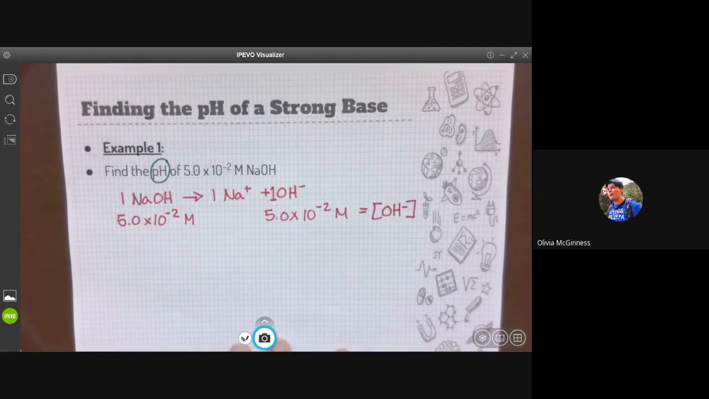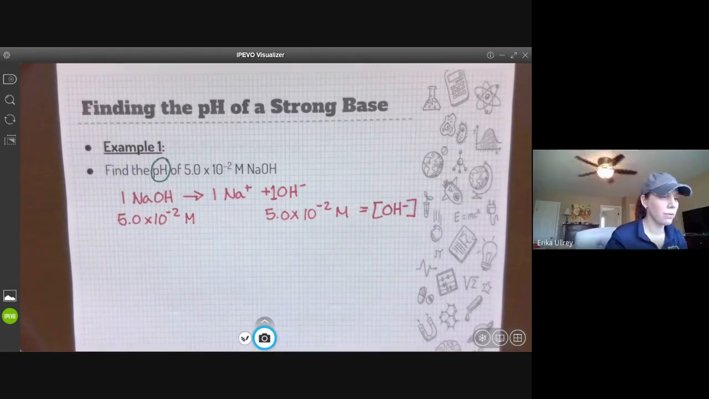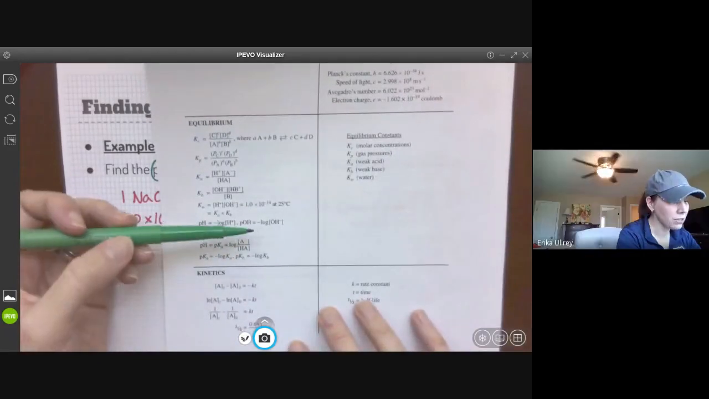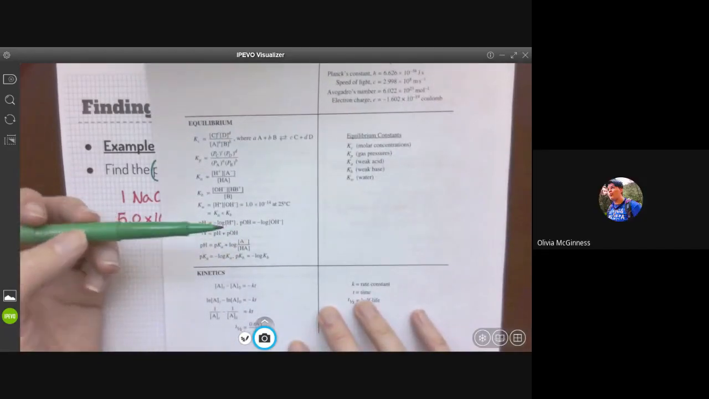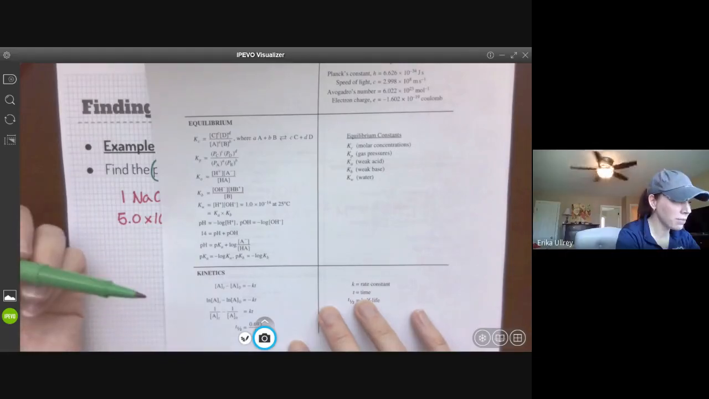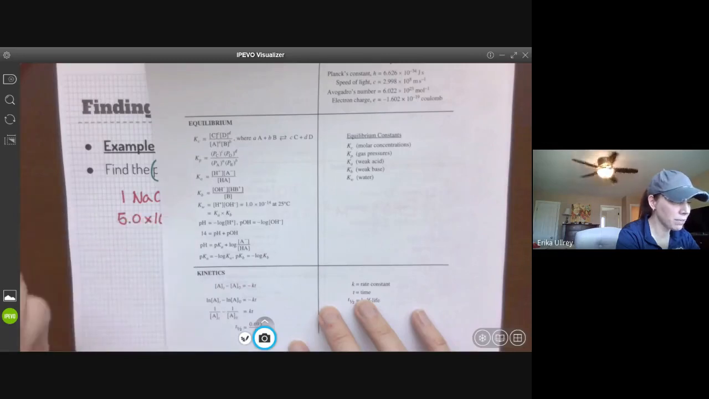Convert it to the OH, right? Yep. To the H concentration? Yeah, we can absolutely do that. What equation are we going to use to make that happen?